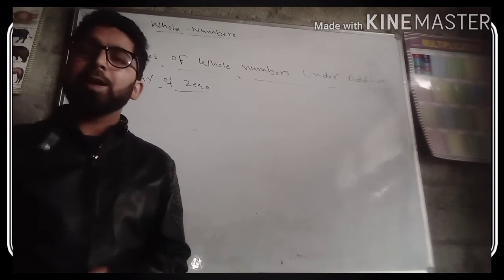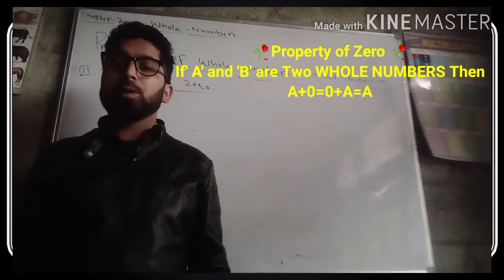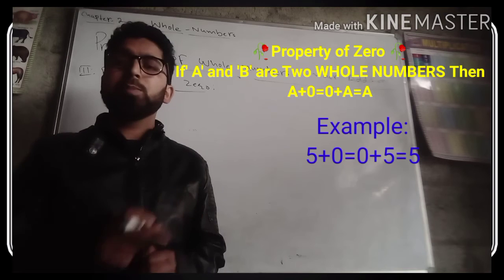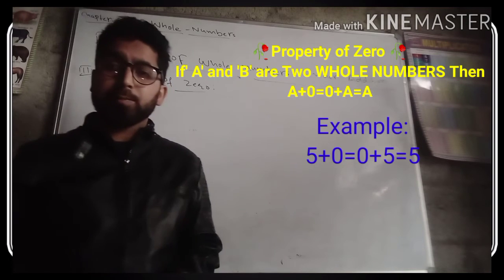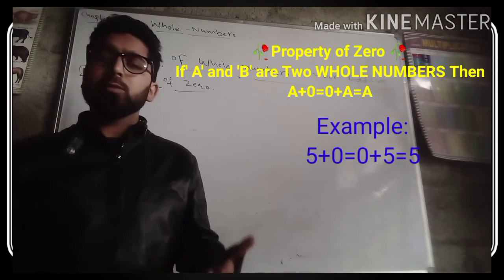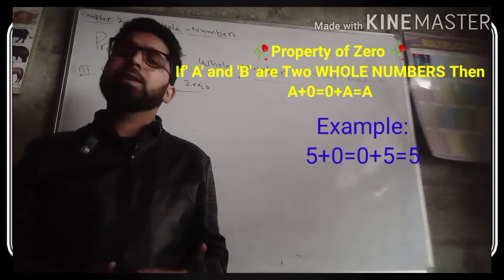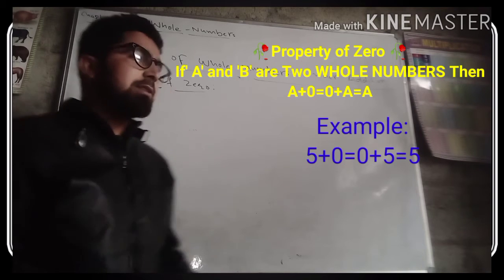इसमें हम ये पढ़ते हैं कि if we have two whole numbers, suppose if we have A and 0, but one should be 0 because it's a property of zero in whole numbers. If we have two whole numbers, that's A and 0, then if we add a number with a 0, we will get the number itself. ठीक है ना?